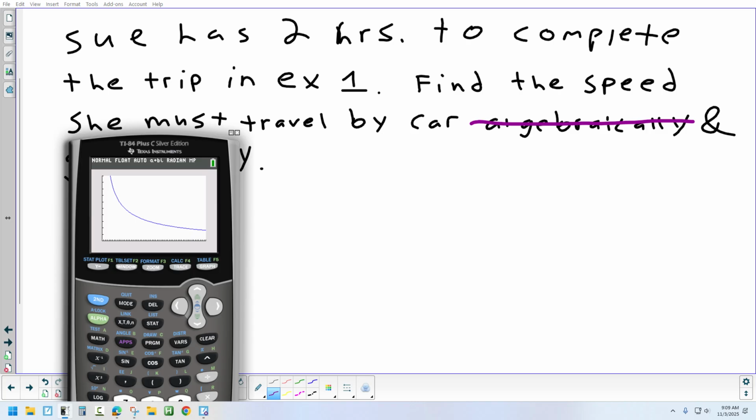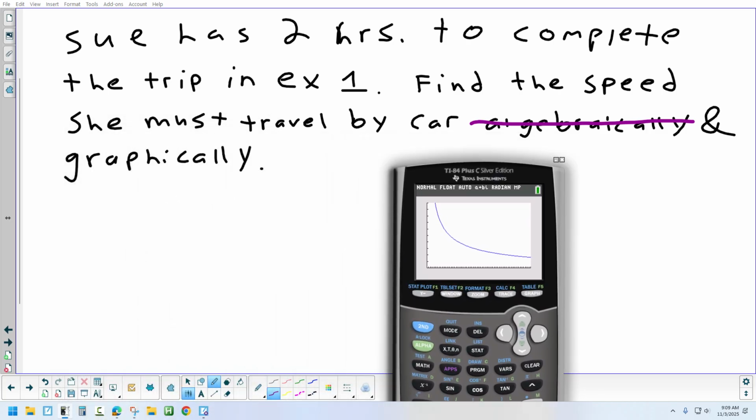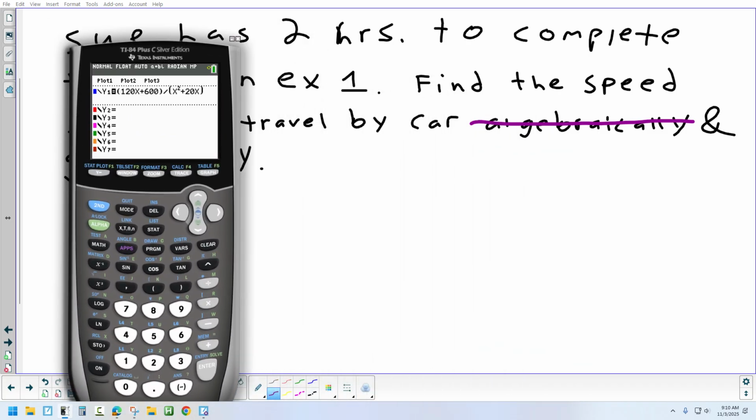Well, here's the graph of the time it takes for her to do the trip, and we've got to see where that graph hits 2 hours. How would we do that? Yes, yeah. So if time is the y-axis, right? Yep, time is on the y-axis. You would make a second line where it would be y equals 2, and you would just find where they intersect.